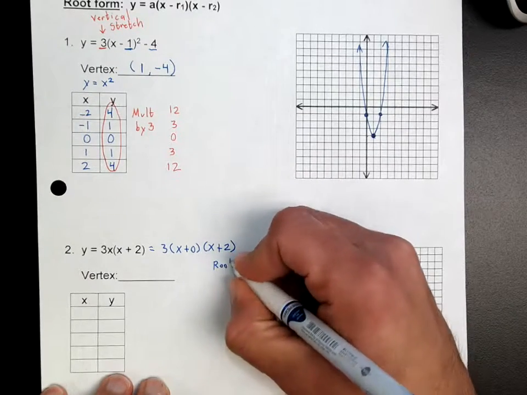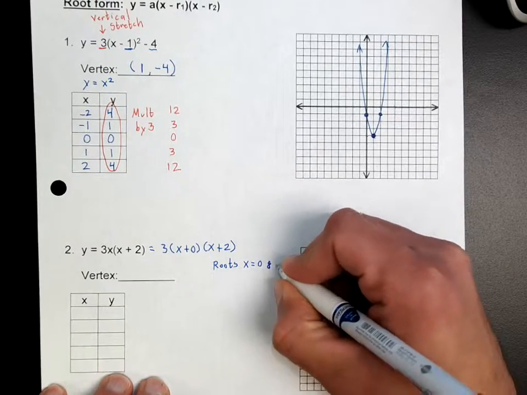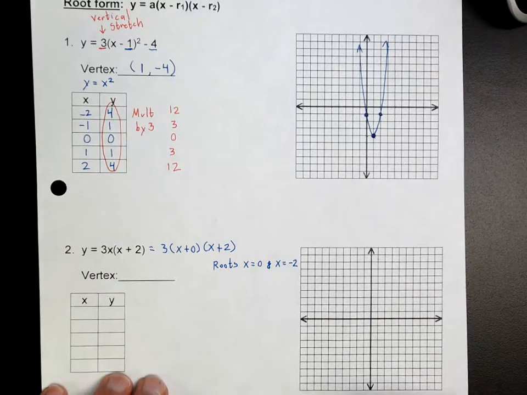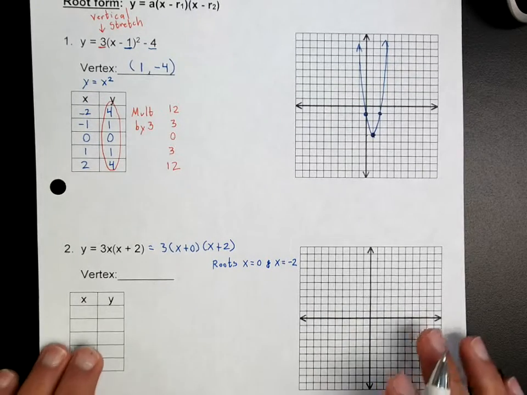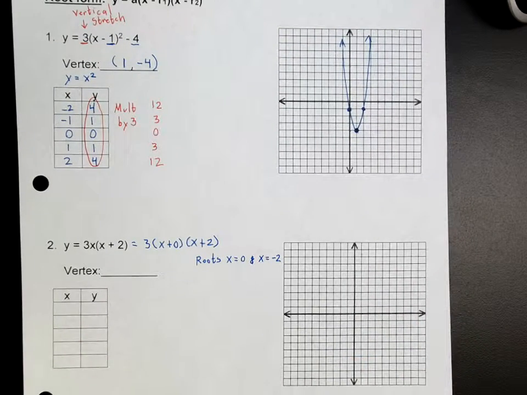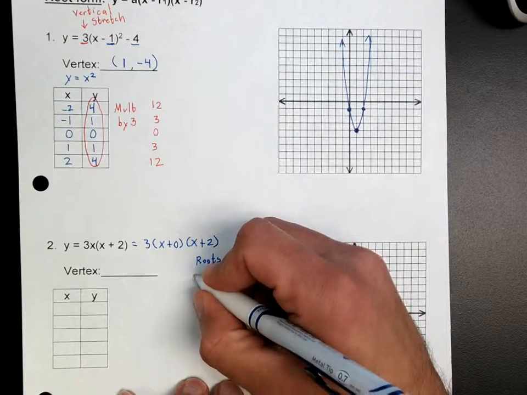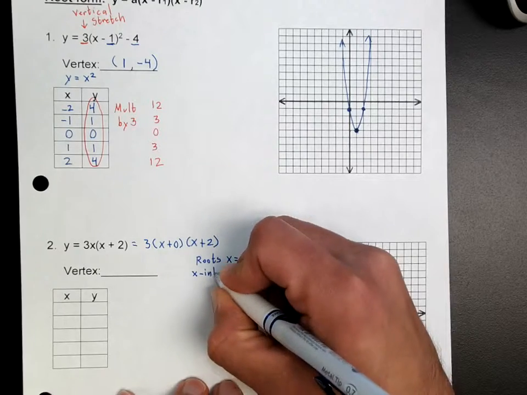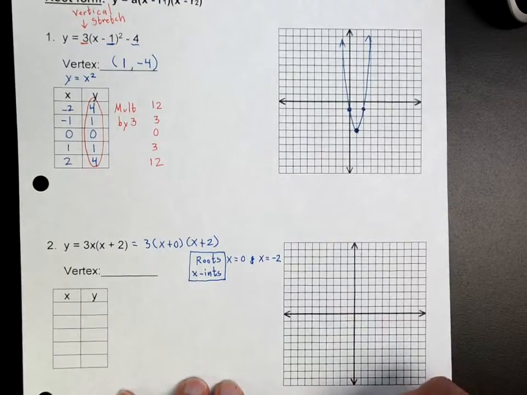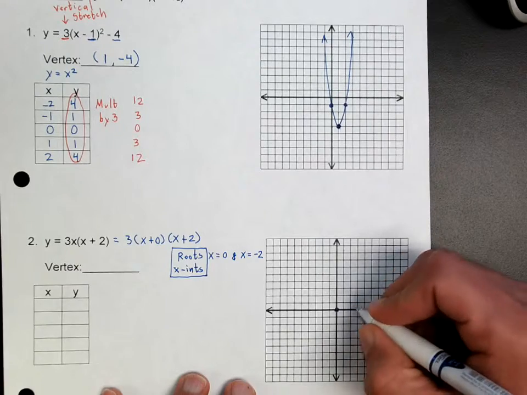Where my roots are going to be x is equal to 0 and x is equal to negative 2. Remember that I'm going to take the opposite of that number, and we'll talk more about why that is. Okay, so to find my vertex though, this is going to take a little bit of work. So the first thing I have to do is plot the roots. Remember, the roots are the same thing as x-intercepts. Roots and x-intercepts are exactly the same thing. So my x-intercepts, or my roots of the function, are located at 0 and at negative 2.